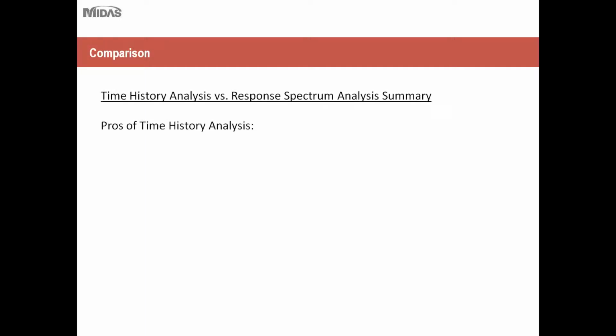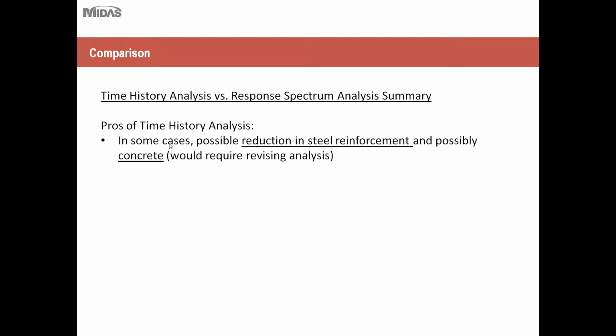Okay, so before we move on, let's have a quick comparison between time history and response spectrum analysis. So the main pros of time history analysis: in some cases, it's possible to have a reduction in steel reinforcement and possibly concrete. So essentially what engineers use time history analysis for is to get really optimized results, optimized designs. In areas where there's a lot of seismic activity, usually the company that has the most realistic yet also economic bid will get the project. So time history analysis is used extensively to get optimized designs in high seismic regions.